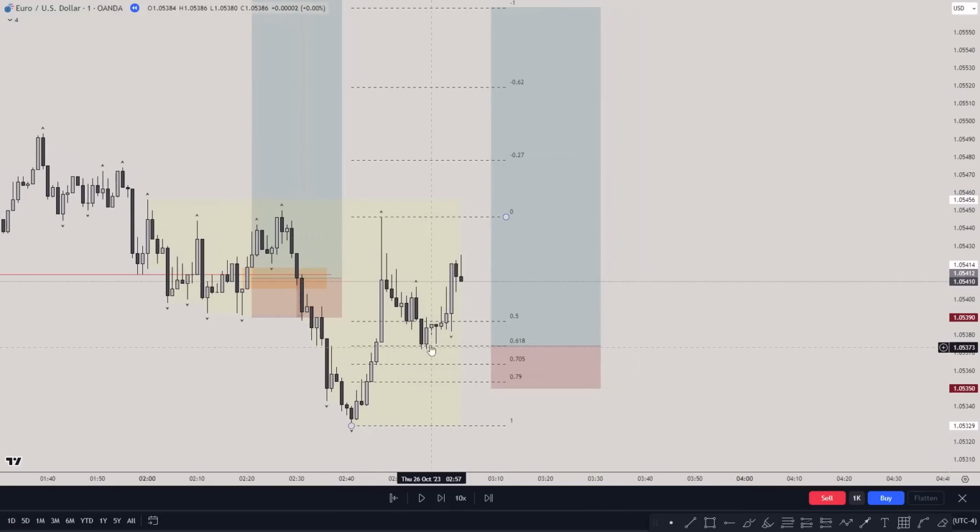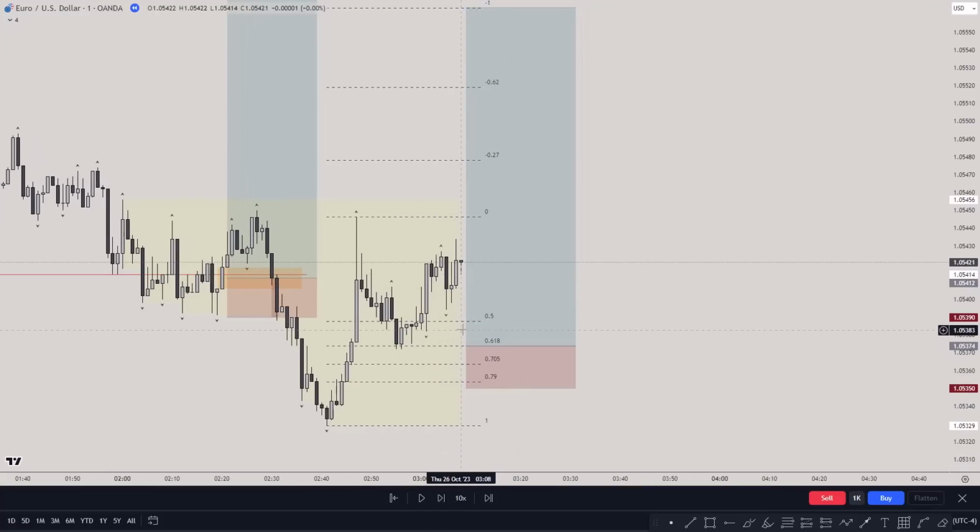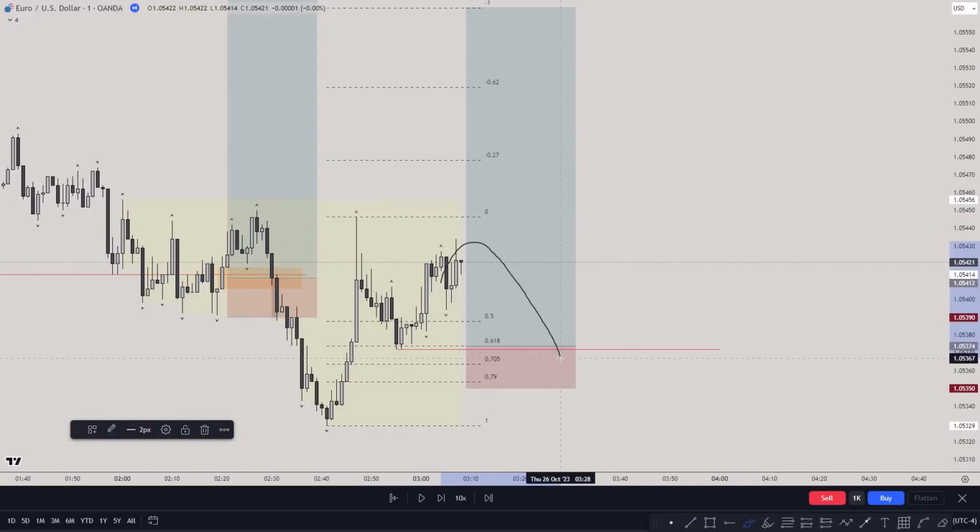Let's come lower and respect the 62 actually. My trade would be different. I'm not going to be entering this trade. What I'll be doing is waiting for this level to be taken. I want to see price losing the momentum here, coming lower, sweeping this low, then I would be entering here.